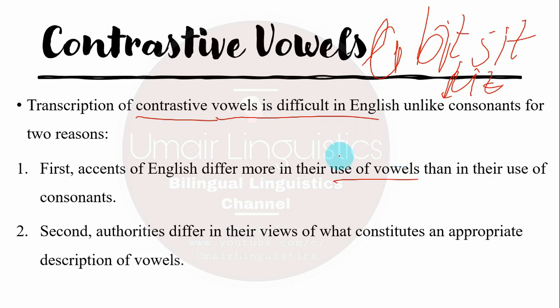The second reason why it is difficult to transcribe contrastive vowels is that authorities, in other words the phoneticians, differ in their views on what constitutes an appropriate description of vowels, that is, how we can transcribe vowels appropriately. We have already discussed in chapter 1 the description of vowels by looking at the position of the tongue, the articulation, and the lip position. So these are the two reasons why contrastive vowels are difficult to transcribe in English. Now we shall look at some examples, so we will easily understand this phenomenon.